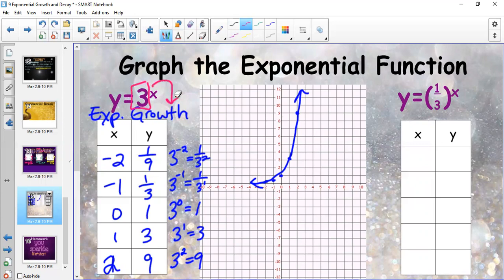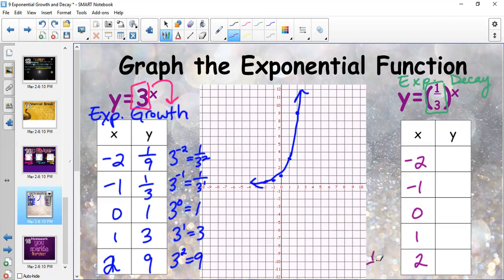Okay, so let's do this one over here. We have a fraction this time as our base. This time it's not going to be exponential growth, it's going to be exponential decay. So it should start high and go low. All right, so let's see if that holds true. We're going to still put in the -2, -1, 0, 1, and 2. This time I'm going to start with the positives because it's a little bit easier to see.